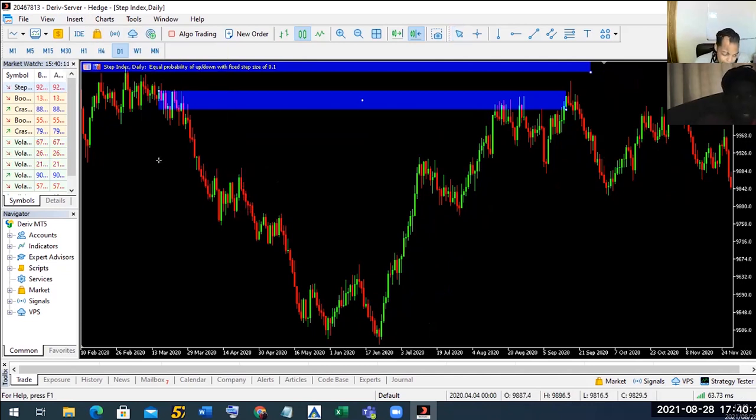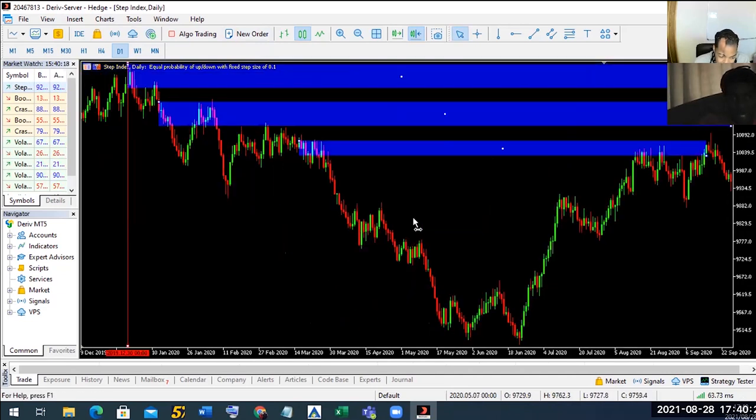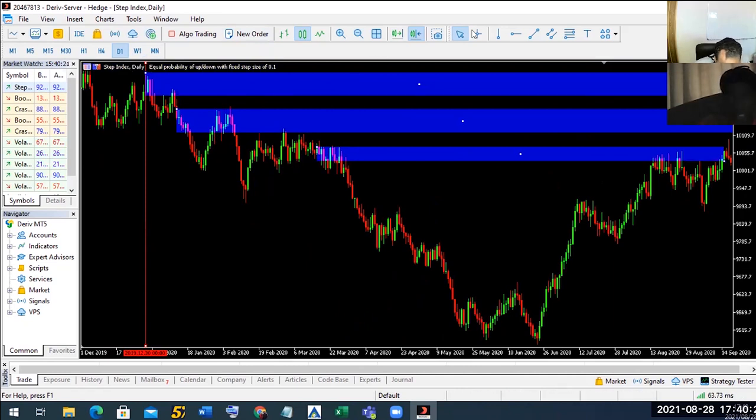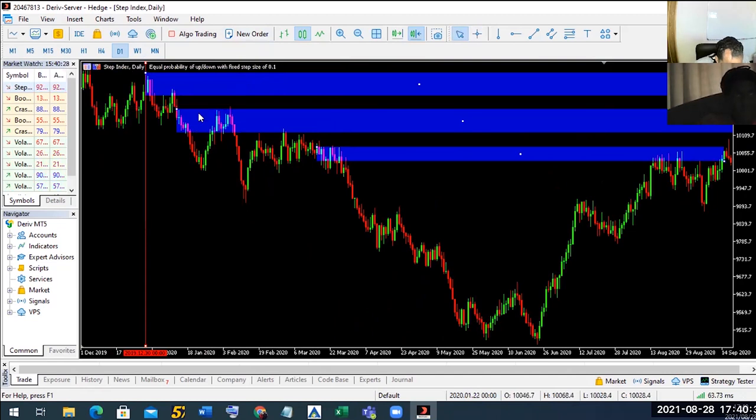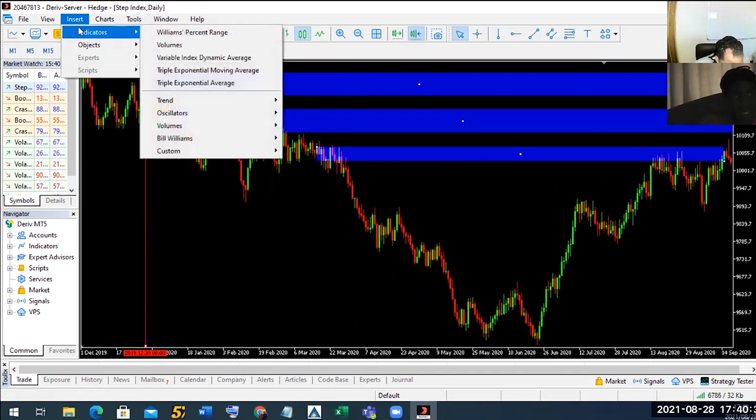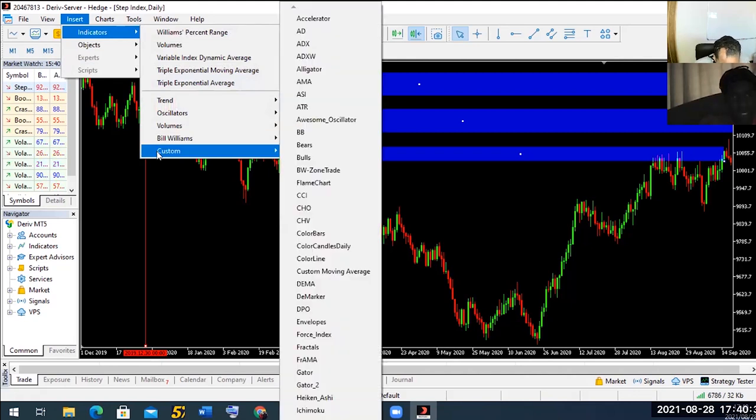Yeah. Can go back to that 13% supply which was broken? You mean 11%? Yeah, 11. This one, yeah. Then can go to insert. Insert, yeah. Indicators, custom, Heiken Ashi, like at the bottom there. I didn't even know this was here.